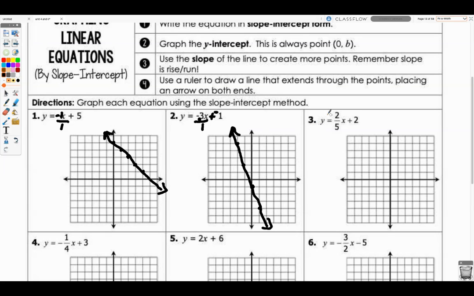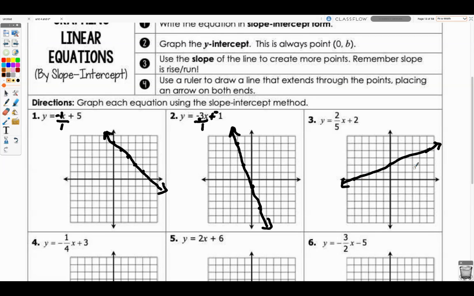Now, what happens if your slope is a fraction? Well, it makes life a lot easier. Your rise is 2, your run is 5. So you start with the y-intercept, which is 2. Our rise is 2, our run is 5. I can go in the other direction by going down 2, left 5. And then it's easier for me to draw my line.